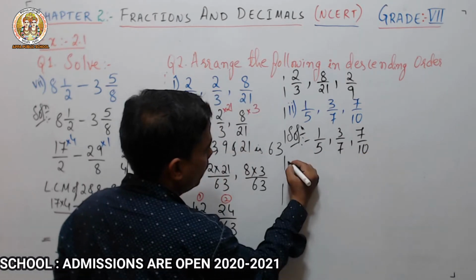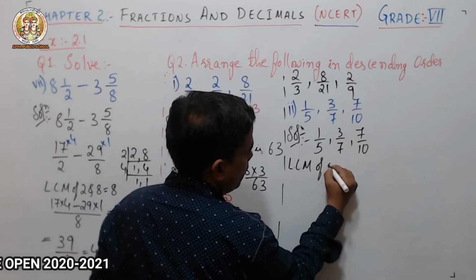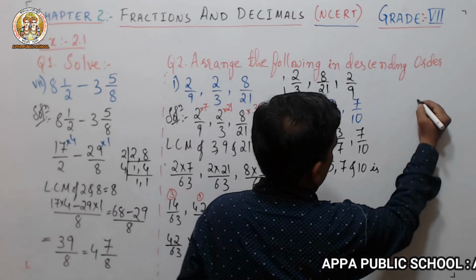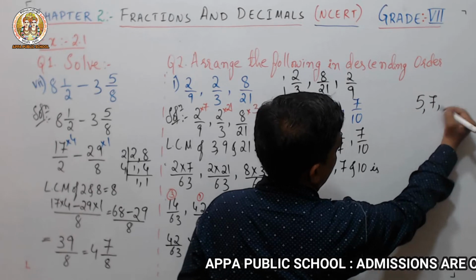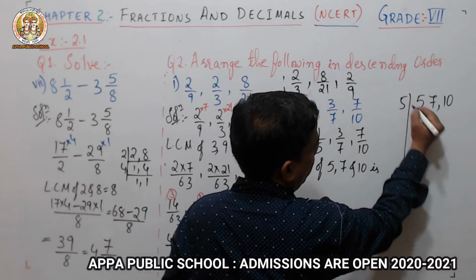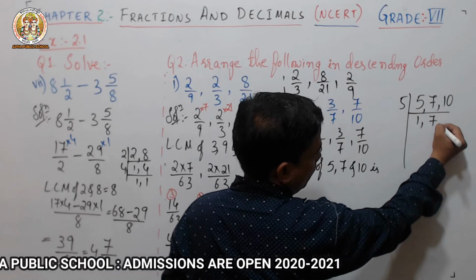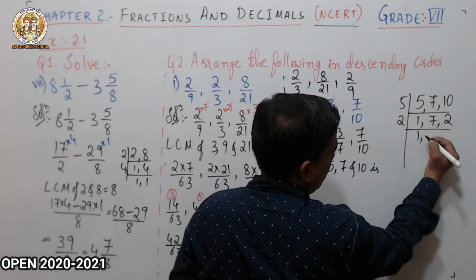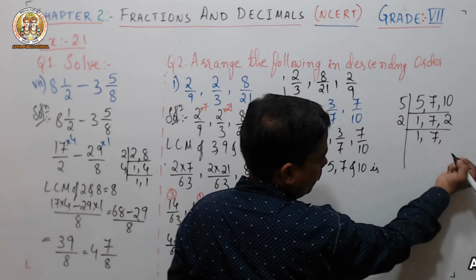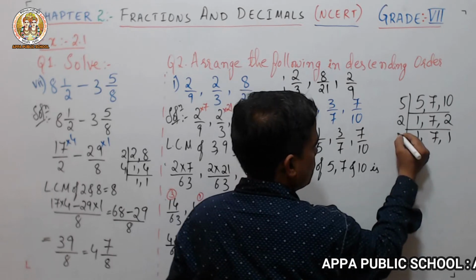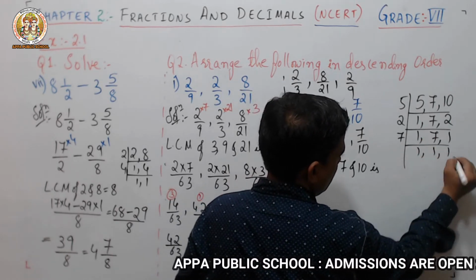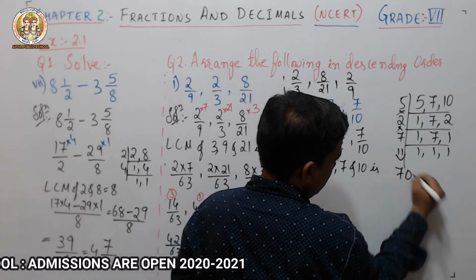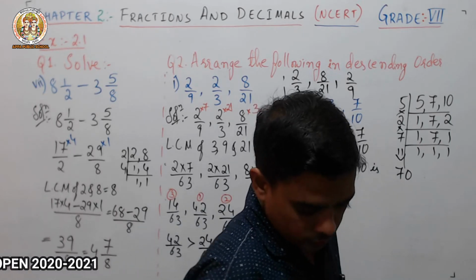Once again, what I will do? I will go for an LCM. LCM of 5, 7 and 10, I will calculate here. 5, 7, 10, right? I will go with the 5 table. 5 ones are 5, and in the 5 table 7 will not come, so I will write 7 as it is. 5 twos are 10. Once again, I will go with the 2 table. This one I will keep as it is. In the 2 table 7 will not come, keep this 7 as it is. 2 ones are 2. Once again 7, 1 ones are 1 as it is. Now multiply these 3. 5 twos are 10, 10 sevens are 70. Therefore the LCM is 70.